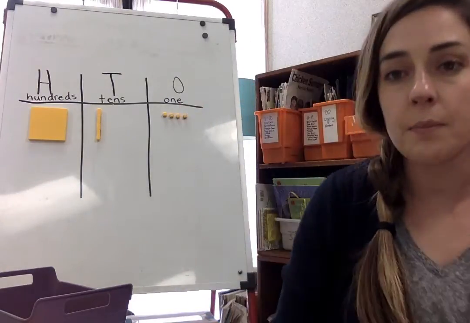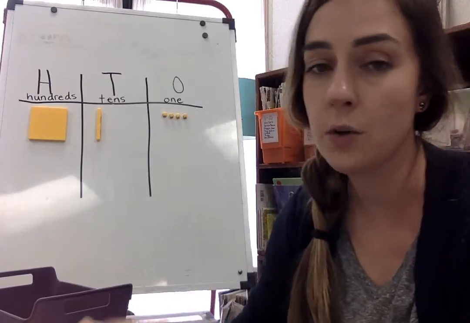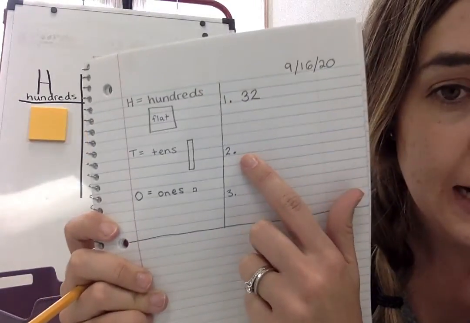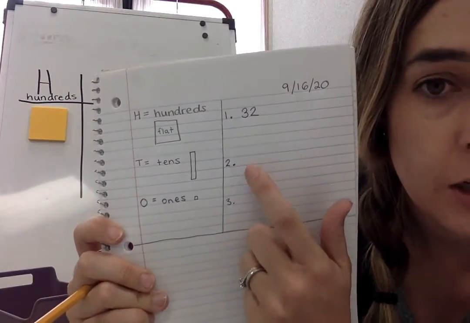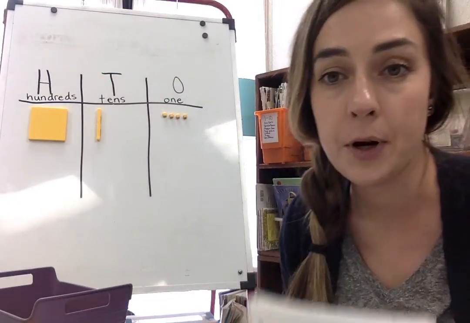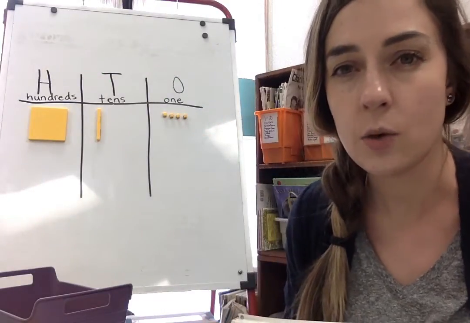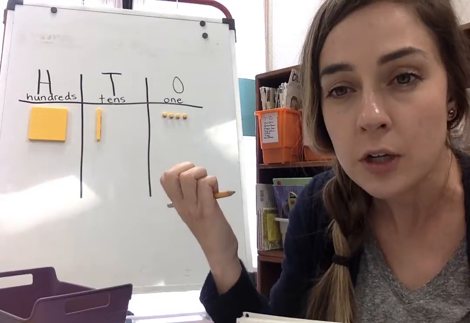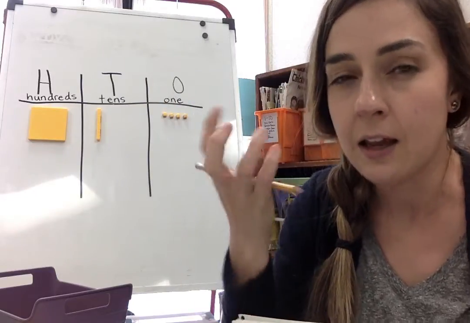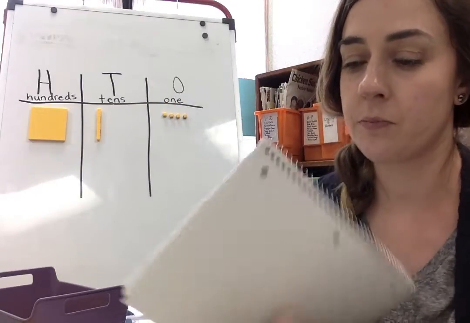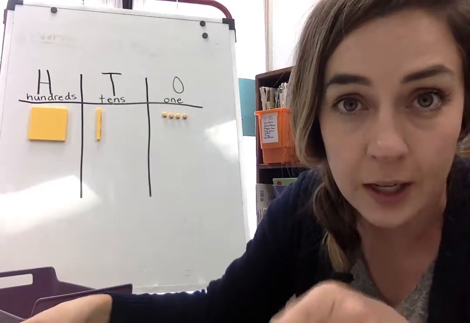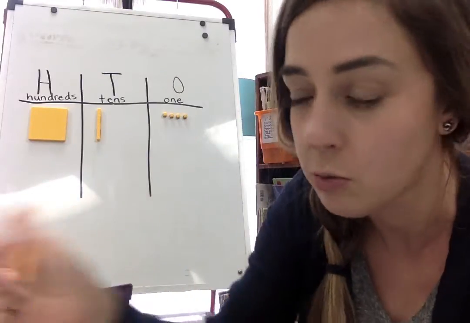All right, what number is this? So remember, on your paper, next to number 2, you're going to write this number. What does that equal? I have 1 group of 100, 1 group of 10, and 4 ones. All right. You write it on your paper next to the number 2.